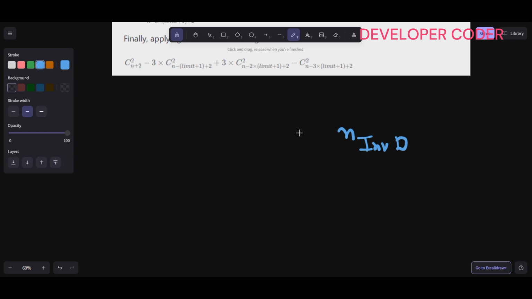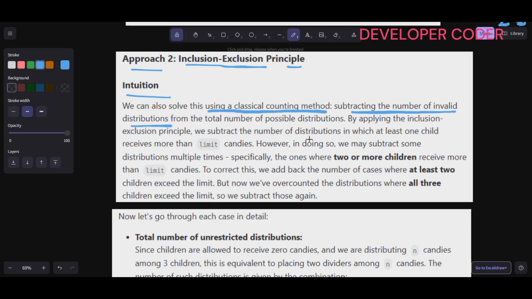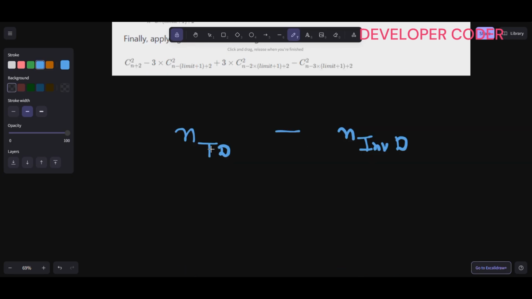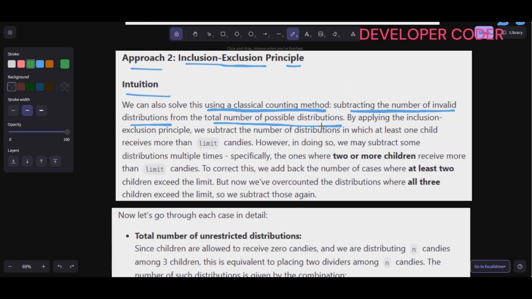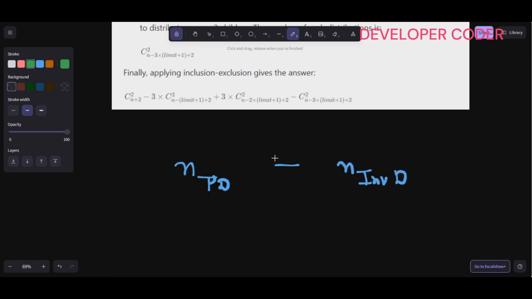Okay, subtracting the number of invalid distributions from the number of total distributions. Here I think we are using total distribution only, from the total number of possible distributions. So you can say total number of possible distributions minus number of invalid distributions. Now after this, by applying the inclusion-exclusion principle, we subtract the number of distributions in which at least one child receives more than the limit candies. So here we are using "at least".